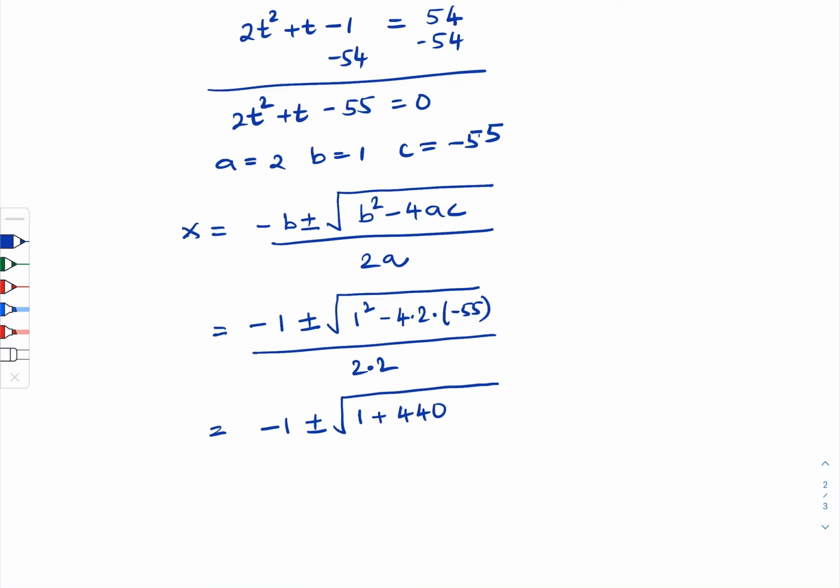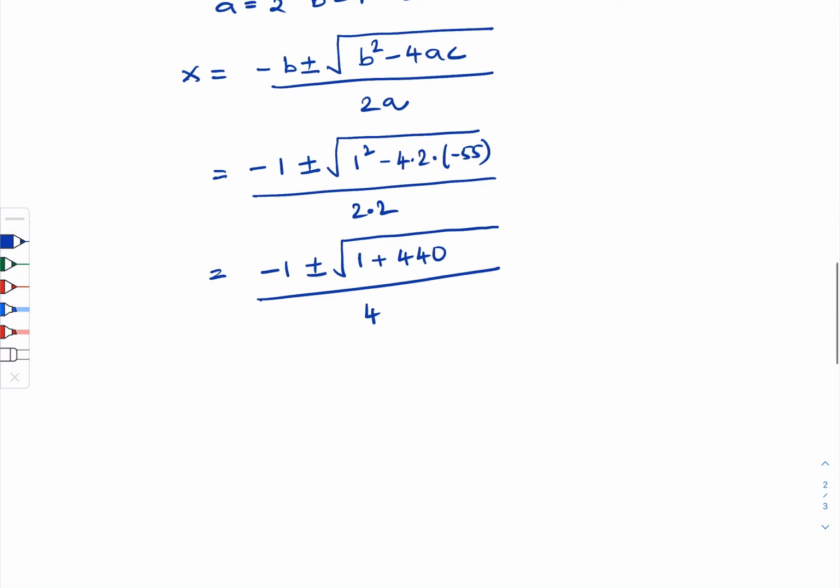So 440 over 4. And so that's minus 1 plus minus square root of 441 over 4. Okay, so now let's try to analyze the 441 and see if there are any hidden squares in it. So if I divide 441 by 3, okay, I can try with 2, but because it's an odd number, I cannot use 2. So if I divide that by 3, 3 goes into 4 one time, leaving behind a remainder of 1. So you have 1, 4, 14.